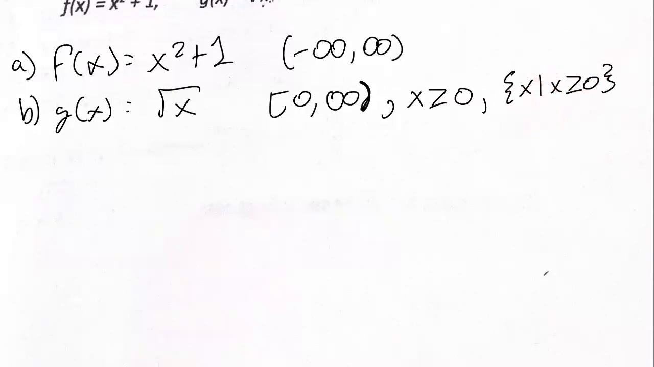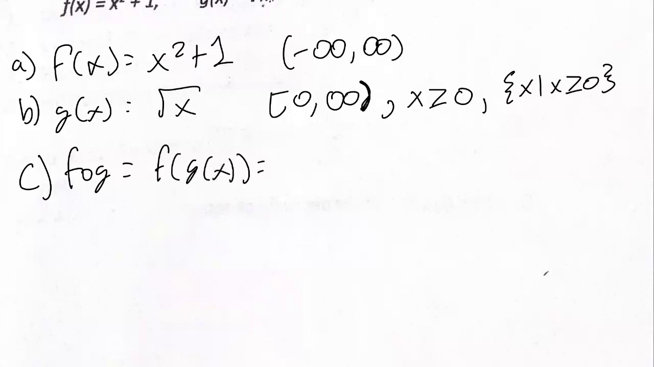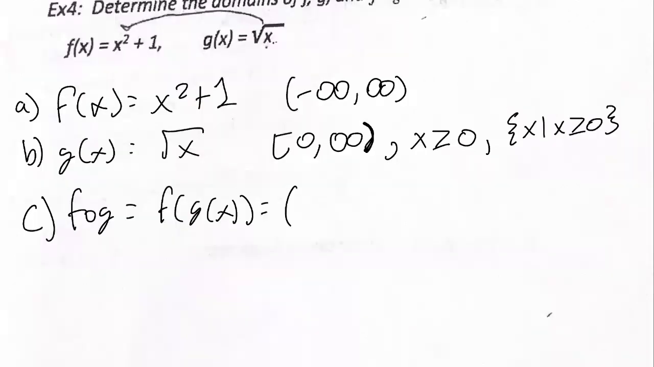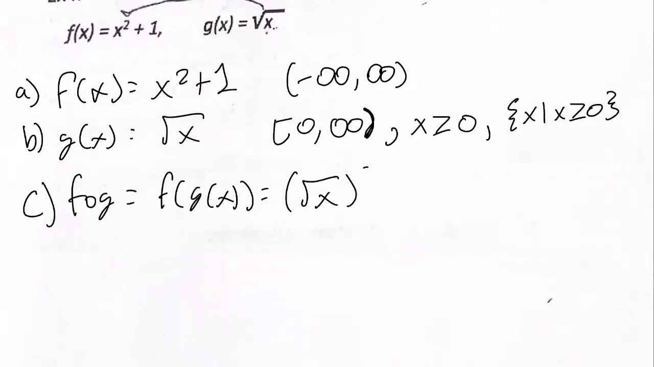But for the last part, to find the domain for a composite function, you're going to have to take it into account. So this is f of g, right? So this is just f of g of x. Plug in g of x into f of x. So you should get square root of x squared plus 1, right? If you simplify this, what would you get? Just x plus 1, right? So what would be the domain?